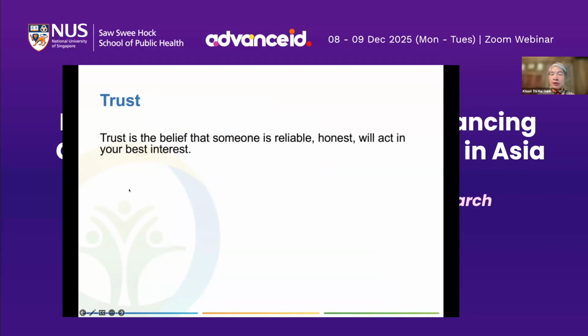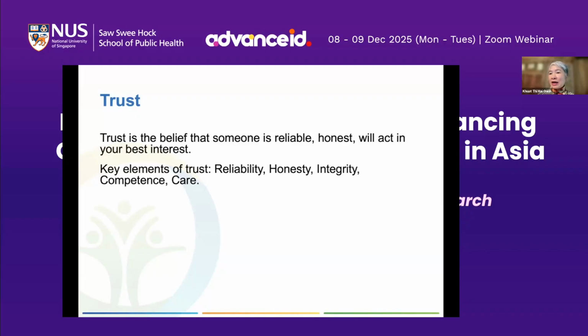So let's talk a little bit about trust. I think other speakers already mentioned that nowadays, and particularly these days, there is such a big problem with mistrust, right? There's so much scam, there's exploitation of data, there's misinformation, etc. So it makes trust even more important. But what is trust? Trust is the belief that somebody is reliable, honest, and will act in your best interest, right? They don't abuse you, they don't deceive you, they don't harm you.